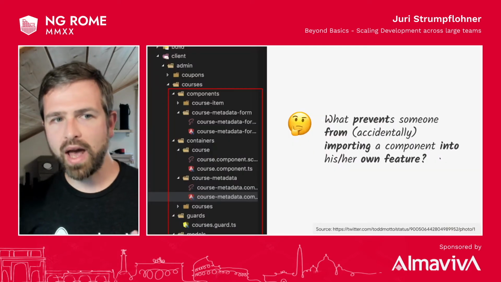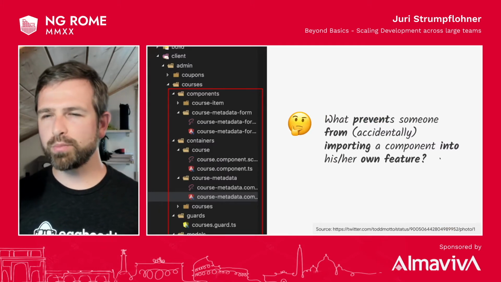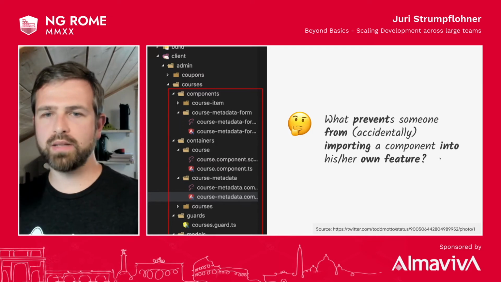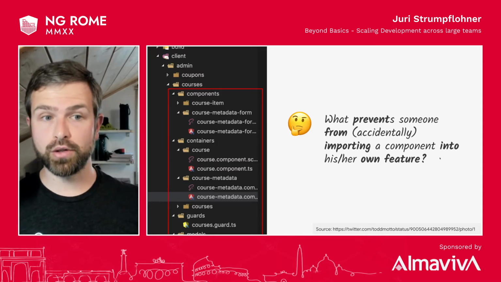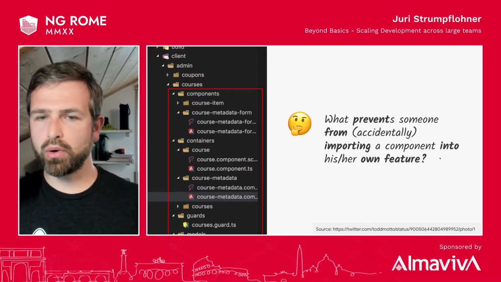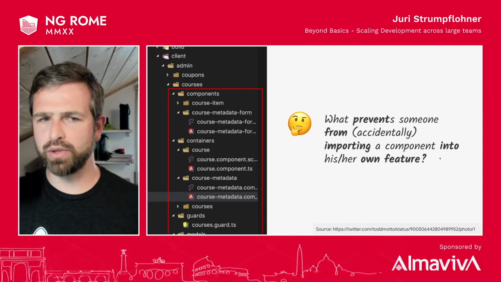Because sometimes, if you have, for instance, this feature structure which we have seen at the very beginning, what actually prevents someone from going in there, taking that course item and using it within their own feature? That's actually easy, because they can just import it with a relative import and nothing prevents them from doing that.